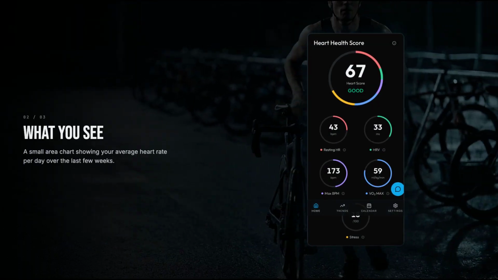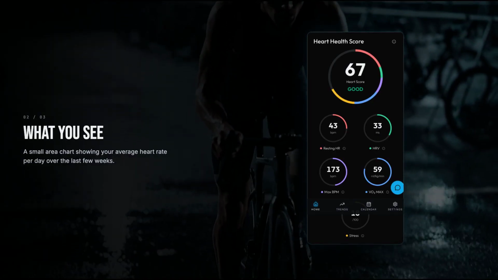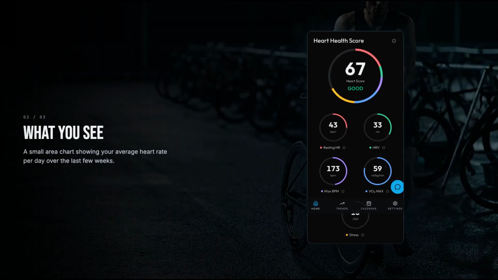A small area chart showing your average heart rate per day over the last few weeks. The line goes up and down as your heart rate changes.